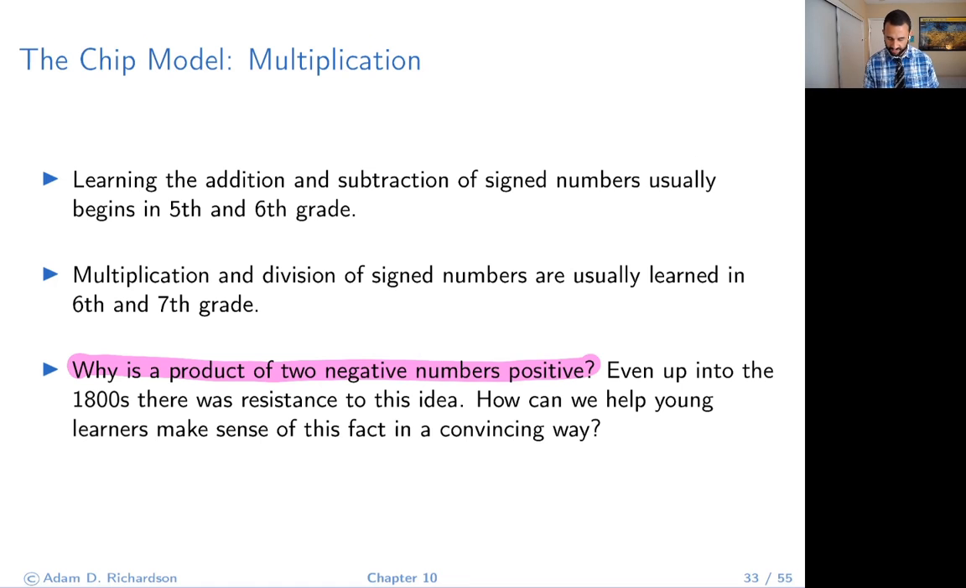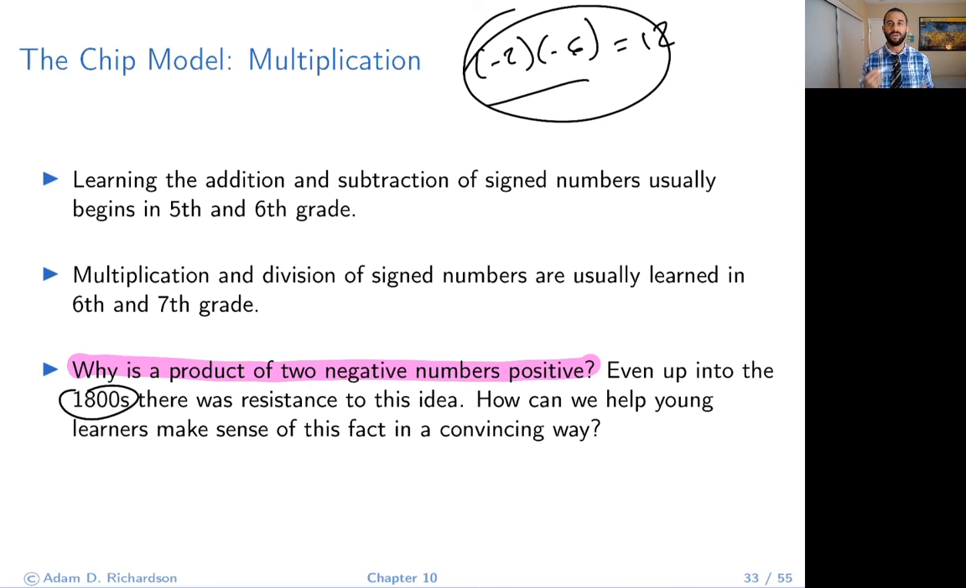So why is the product of two negative numbers positive? You know how when you learn about signed numbers, you're like, okay, a positive times a positive is a positive, a positive times a negative is a negative, a negative times a positive is a negative, and a negative times a negative is a positive, right? In other words, if you did negative 2 times negative 6, everyone's going to be like, that's 12. But why? Why is it that those negatives cancel out, so to speak? It turns out that even up into the 1800s, people did not want to believe that this was actually how multiplication would work on negative numbers.